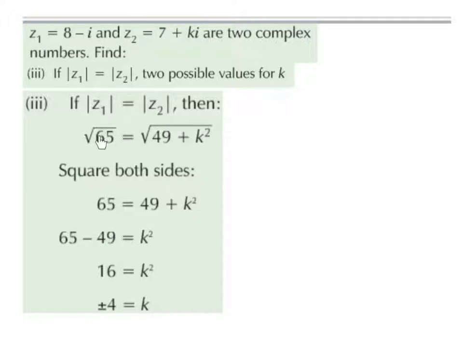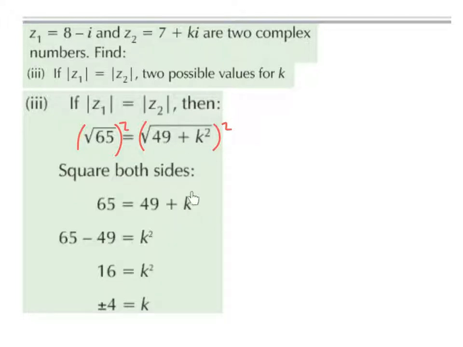So notice that we have a square root on both sides. So we want to start by getting rid of the square root. So what we do is we're going to square both sides. Remember, with solving, what we do to the left, we do to the right. So squaring the square root of 65, the squared and the square root will cancel and just leave us with 65. And likewise on the right, the square root of 49 plus k squared, squared, the square root and the squared will cancel and just leave us with what is underneath the square root, which is 49 plus k squared.